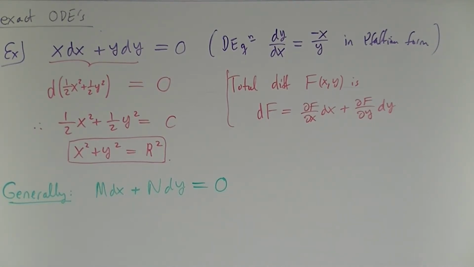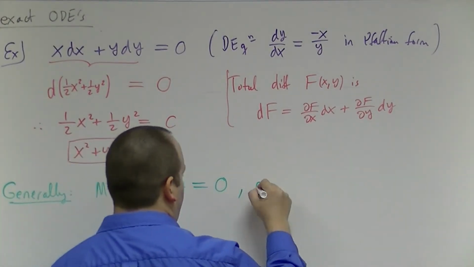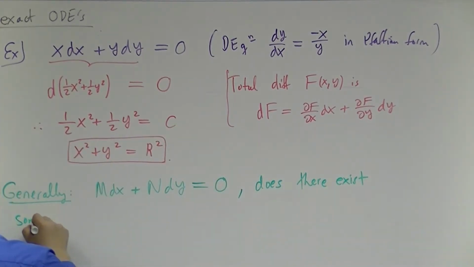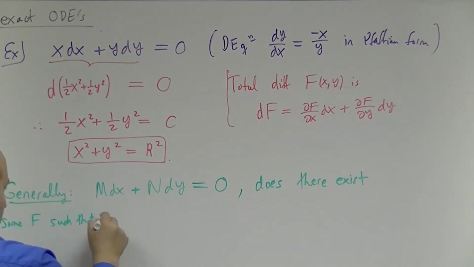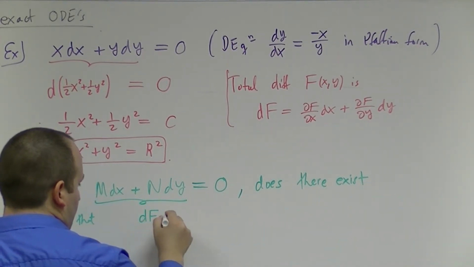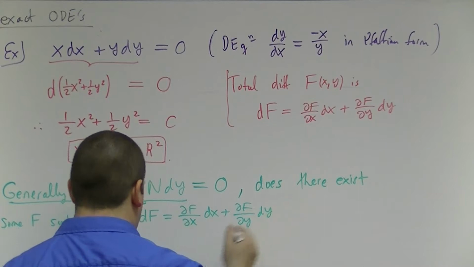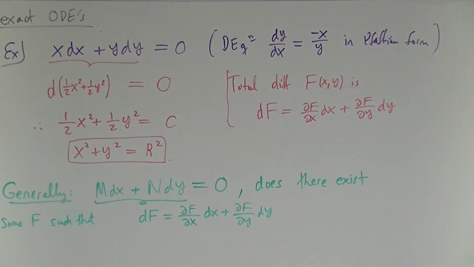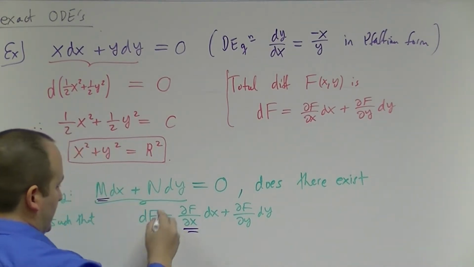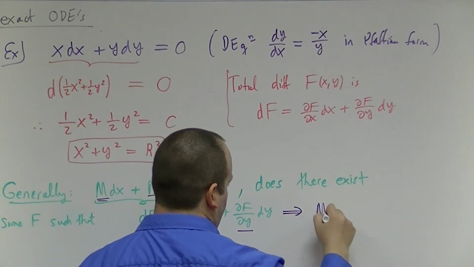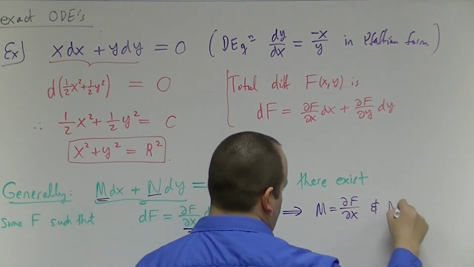The question is, is that an exact equation? Does there exist some function f such that this is df? Like you said, you're getting to the heart of it by comparison, right? If that were the case, we need to have these match up. We need M to be partial f partial x, and we need N to be partial f partial y.